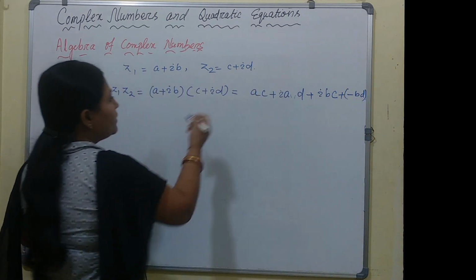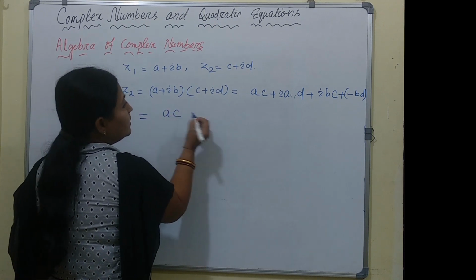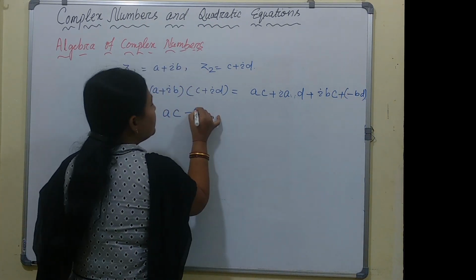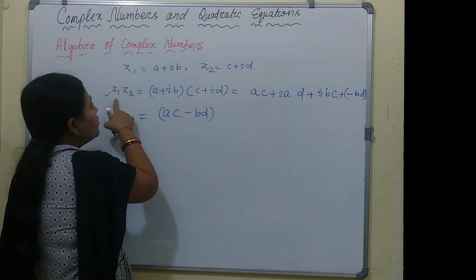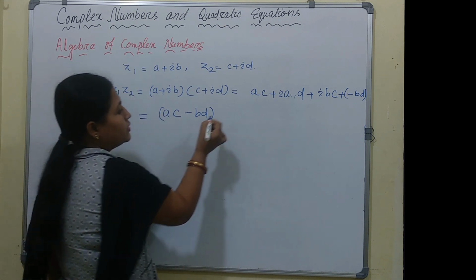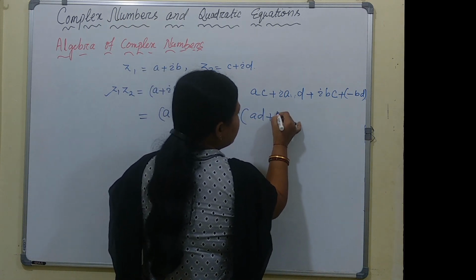Now separating the real parts and the imaginary parts, we get ac minus bd. This is the real part of the multiplication of two complex numbers z1 into z2, plus i times (ad plus bc).